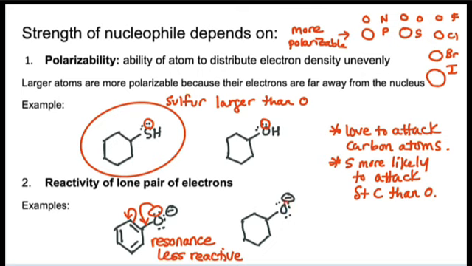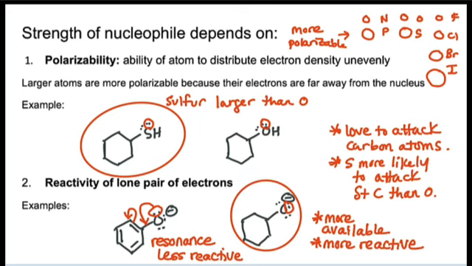Whereas over here, this lone pair of electrons is more apt or more able to attack a carbon atom. All right, so more reactive. Okay, and so the compound on the right-hand side in this case would be the stronger nucleophile.